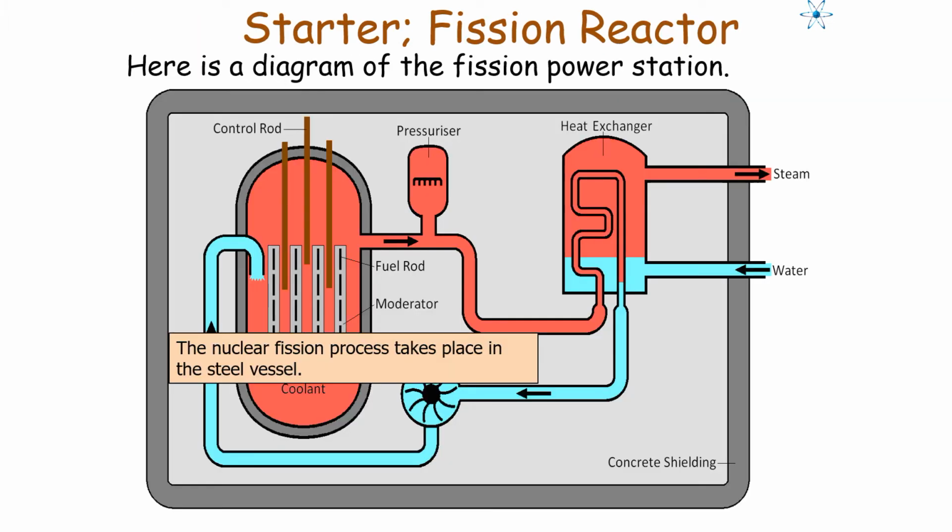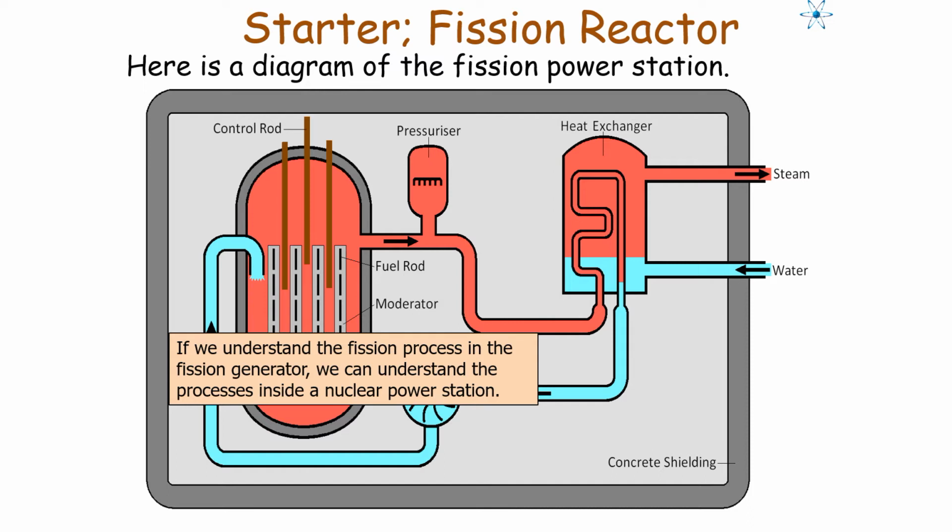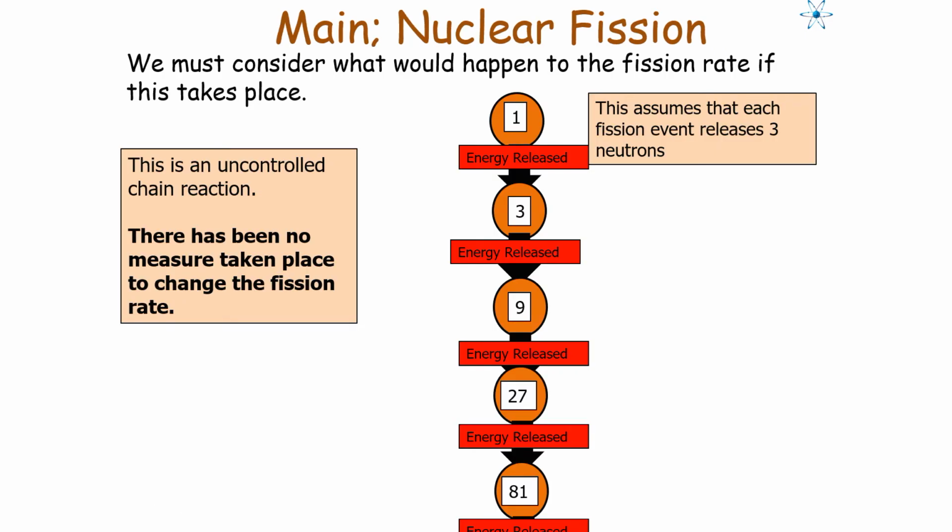Now let's consider a fission power station. The nuclear fission process takes place in a steel vessel which we call the nuclear reactor core. So we've got to consider the processes that take place inside this steel vessel. If we understand the fission process in this fission generator, we can understand how a nuclear power station works. So let's consider what happens to the fission rate if we have just a standard reaction.